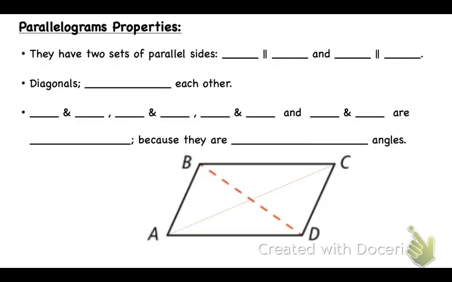Okay, so parallelograms, properties that we need to remember. That they have two sets of parallel sides. So AB is parallel to CD. And BC is parallel to AD. Okay, so we've talked about that. We talked about it for 2 days, right? Okay, the diagonals bisect each other.